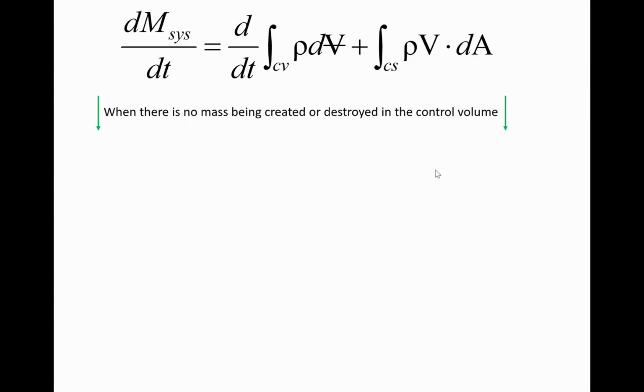And so when there isn't a creation or destruction of the system, when it's some particles that are going to persist in the environment, then this left term is zero. There isn't a change in mass over time.